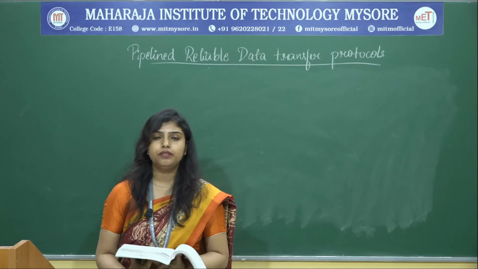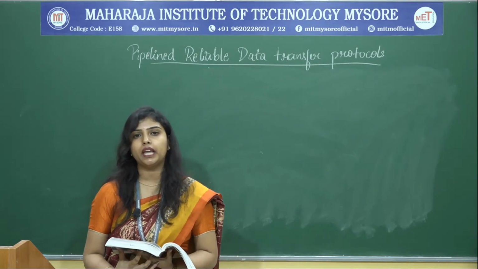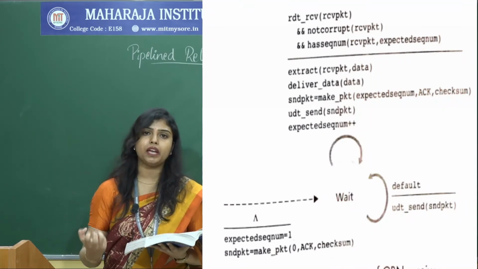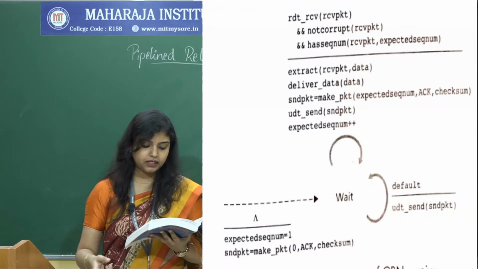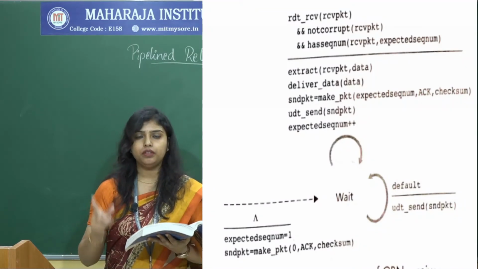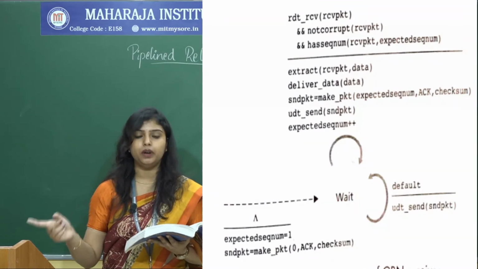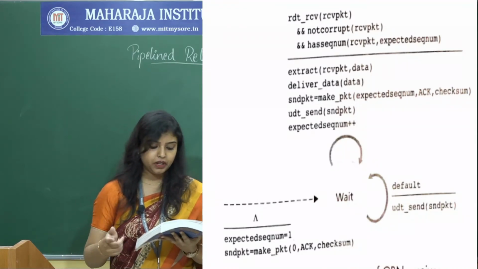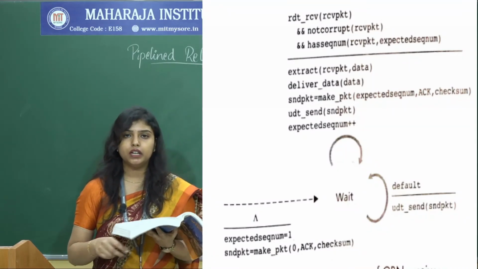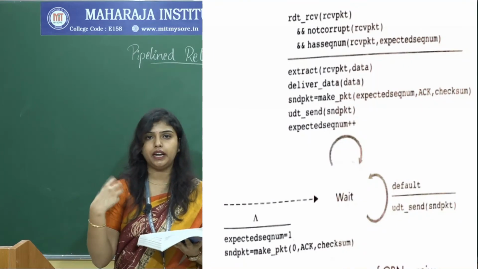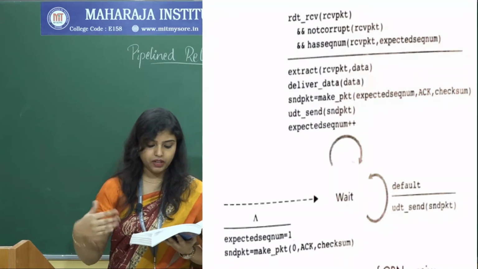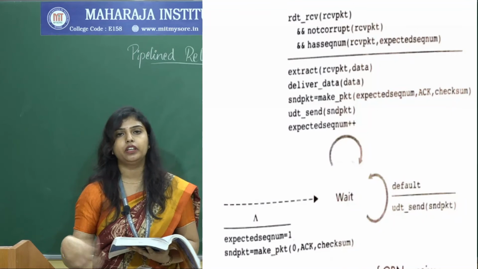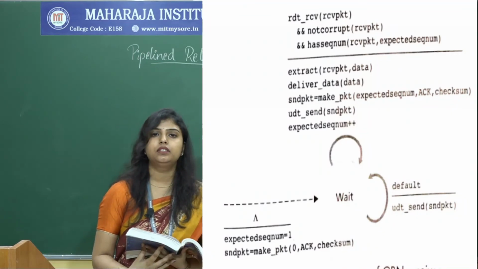Now, let us look at the FSM of the receiver side of Go Back N. As you can see in the diagram, the first action says: when it receives a packet, that packet is not corrupt, and the sequence number of the received packet is the expected sequence number. If all the conditions are okay, it will extract the data and deliver the data, then make a packet of the acknowledgement and send it. After that, it increments the expected sequence number.